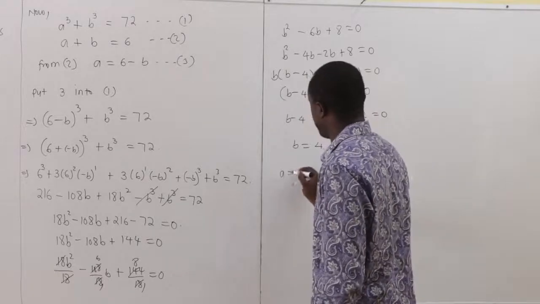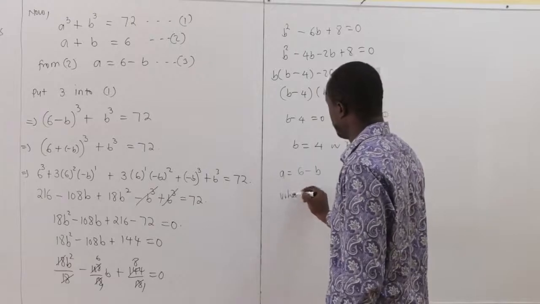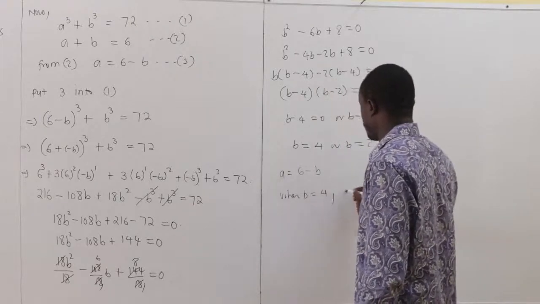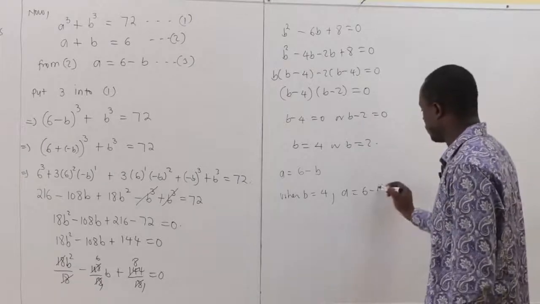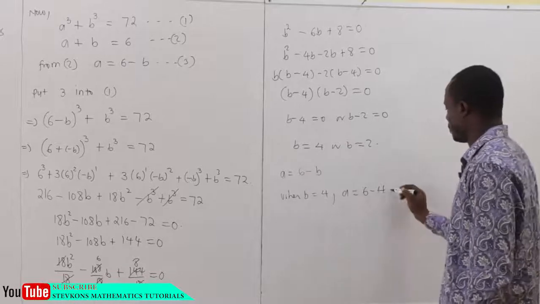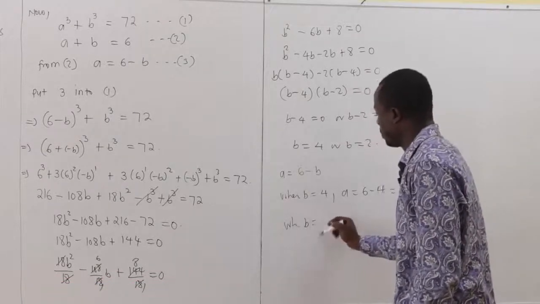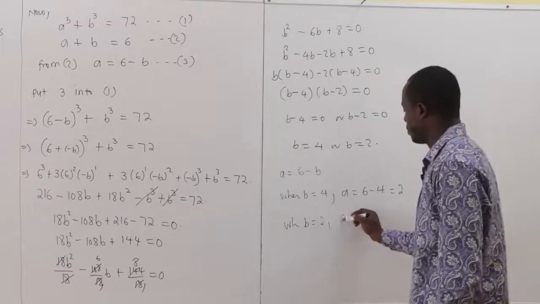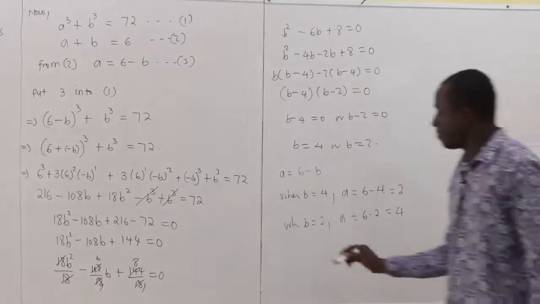So clearly, what do you know? What is a? a is 6 minus b. So when b is 4, what is our a? 6 minus 4, so we are getting 2. And then when b is 2, a is 6 minus 2, and this is just 4.